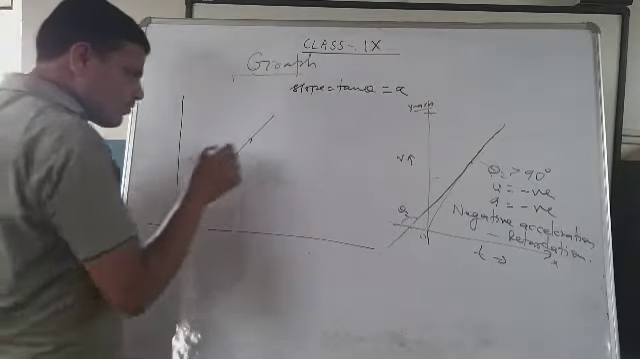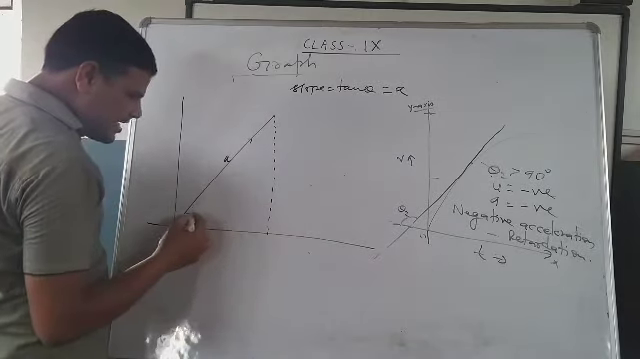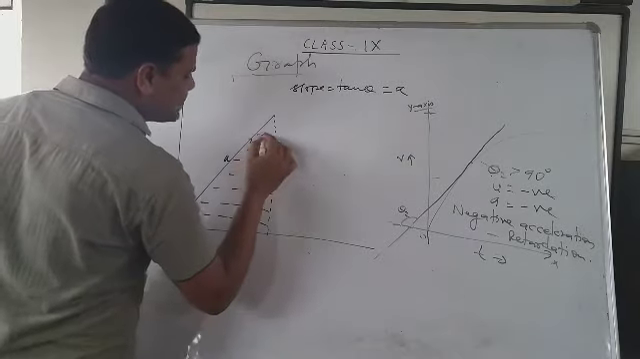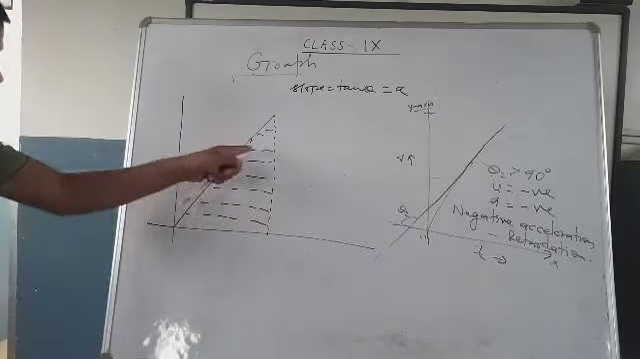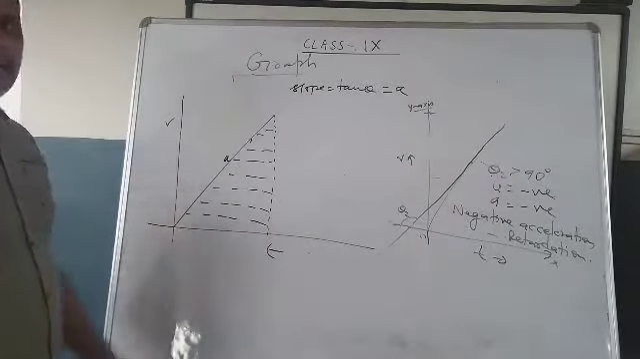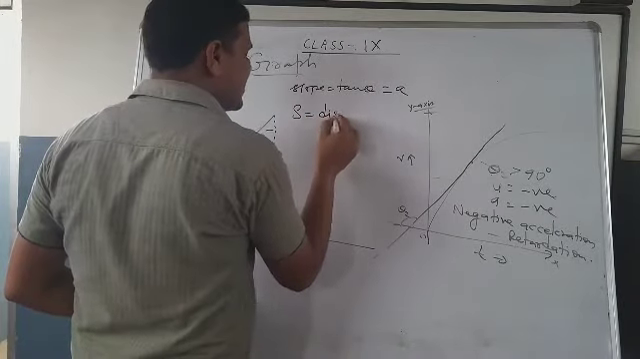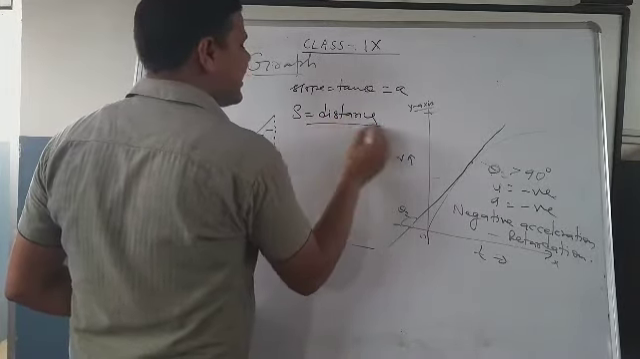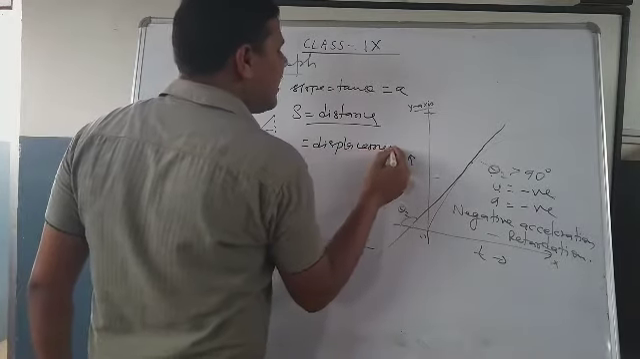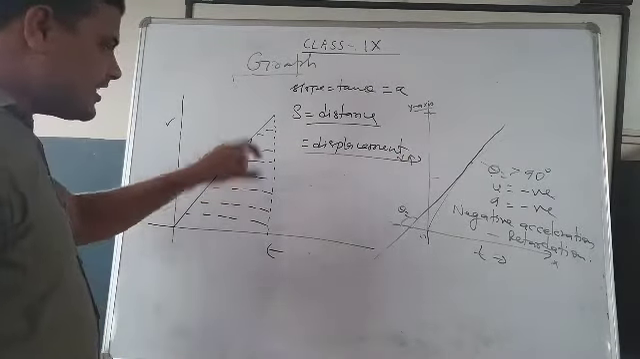But what does the area under the velocity-time graph give us? If we take the area in this velocity-time graph, then this area gives us distance, or in a straight line, you can say displacement. So the area under the velocity-time curve gives us the displacement.